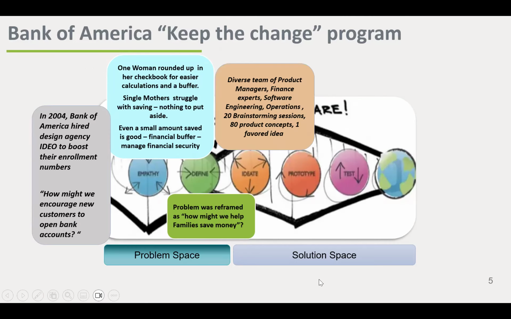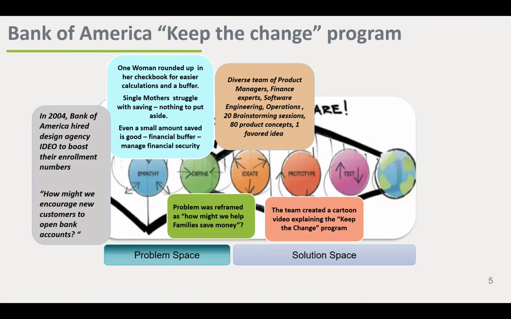Then they put together a diverse team of product managers, finance experts, software engineers, and operations people, did a bunch of brainstorming sessions, and came up with 80 product concepts and one favorite idea in the ideate stage, and that is the Keep the Change program.